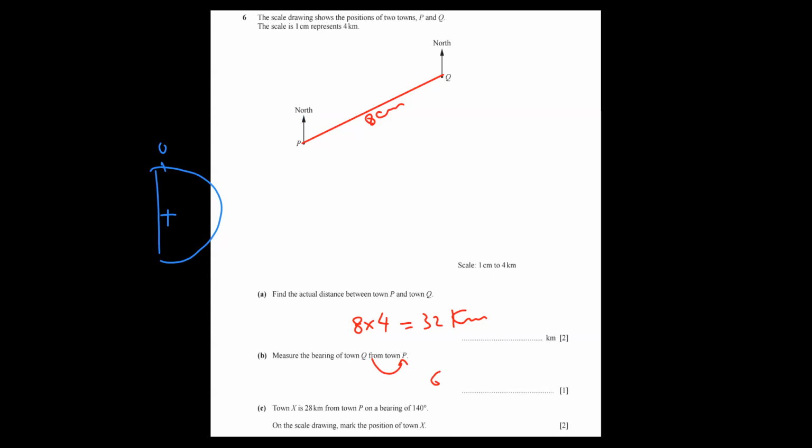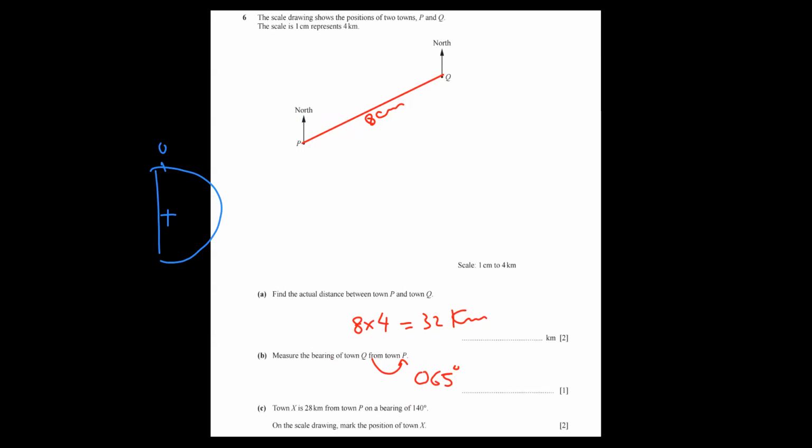65-degree angle. Okay. And for bearing, we always have to put an extra 0 before. We are bound: whenever a bearing comes, we need 3 digits. Okay. Let's go for the other one.